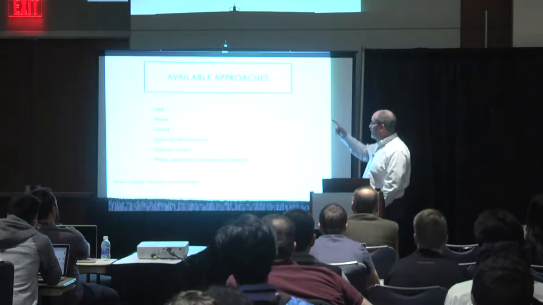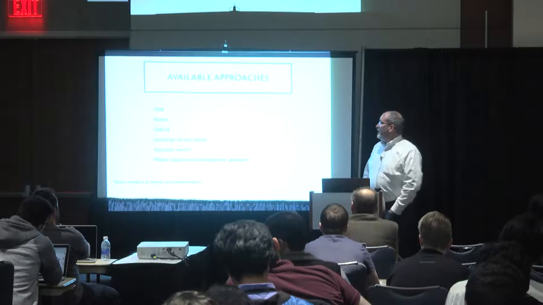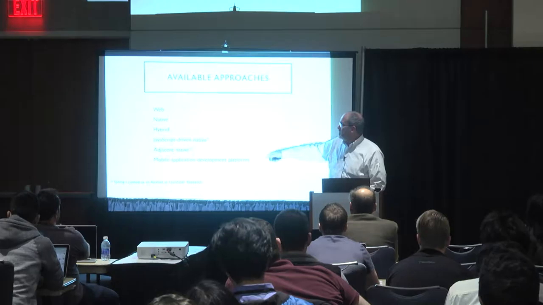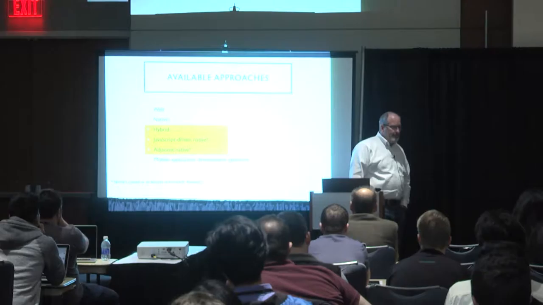So when you look at the approaches for mobile app development, some of these you probably recognize: web and native, hybrid, the Apache Cordova thing. I actually coined a couple phrases: JavaScript-driven native and adjacent native, that describe the two topics we're going to talk about today. And then there's also mobile application development platforms, but they're losing some of their momentum just because of the cost and so on.